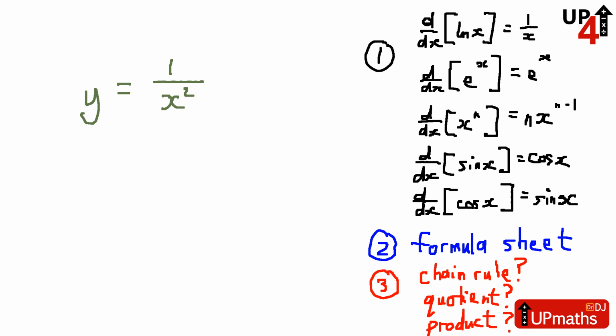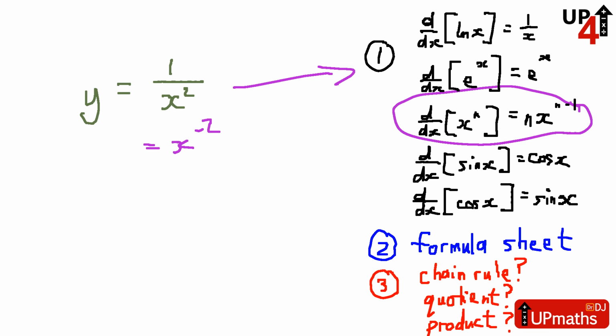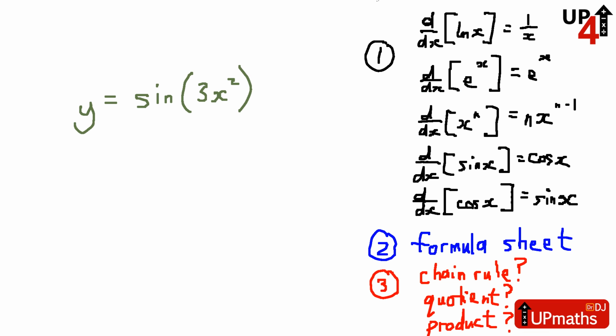Okay, so this first one, this is a step one because that's definitely x to the minus 2. So that's one of the ones that I recognise. Let's not bother actually working it out. What about this one? I don't recognise it. It's not on the formula sheet. It's chain rule because there's something inside. So I'd have to put u equals 3x squared. Let's not bother working it out.